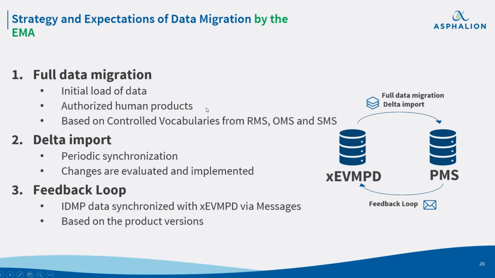Of course, it will be following the standards that we have in RMS, OMS, and SMS from SPOR. And then we will have what they call the data import and the feedback loop. So this is just a way to have both databases synchronized, let's say. So the delta import means that whenever we make an update on a product on XEVMPD, it will be updated in PMS by this delta import.